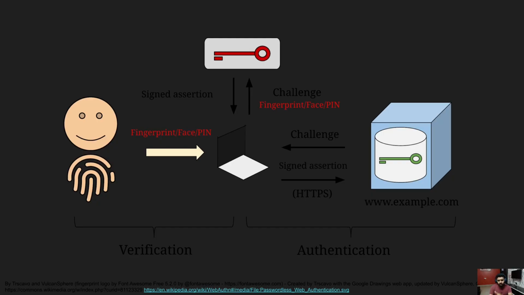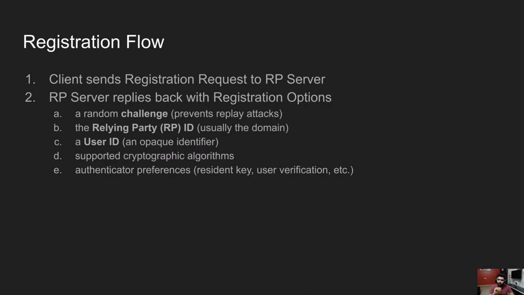The authenticator will first verify the user using fingerprint, face, or PIN, or whatever mechanism is there. Then it will sign the assertion. Then the client will send the signed assertion to the server. The server already has the public key for this credential. Then it can verify using the public key whether the signature is correct or not. If yes, then the authentication is successful. Otherwise, it is rejected. Now let's look at the registration flow.